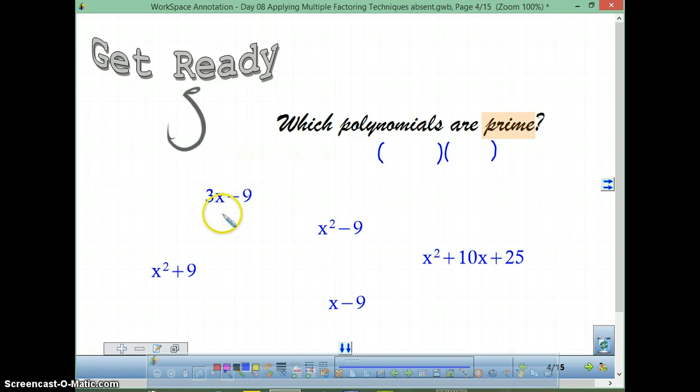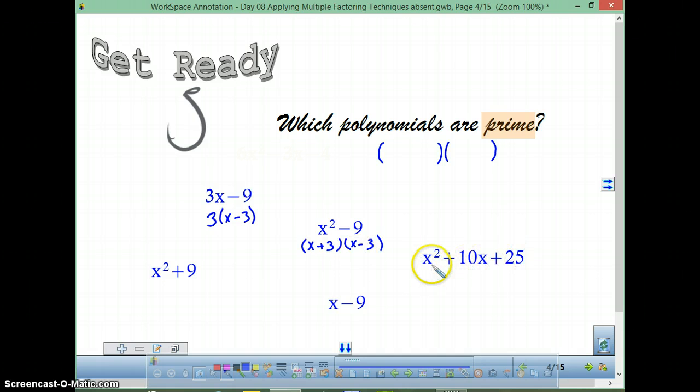So let's take this polynomial. Can it be factored? Yes, it has a GCF. Is this one prime? No, this is not prime. This is a difference of two squares. We can factor this one as x plus 3 times x minus 3.